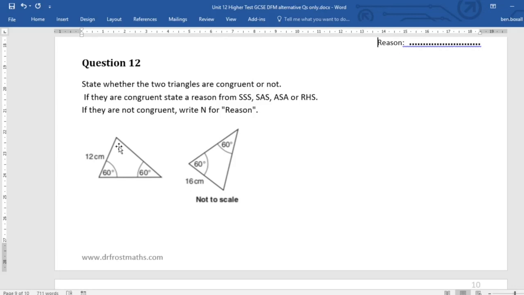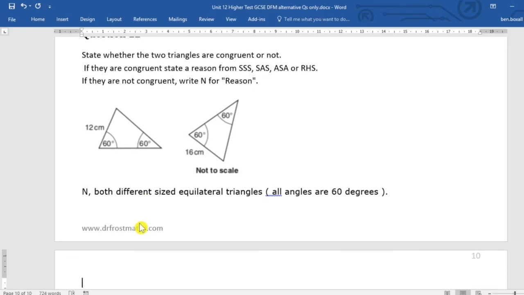And they can't be congruent, because if this is an equilateral triangle and you've got 12 here, they're all 12. So all the sides here are 12. Similarly, all the sides here are 16. So they are not congruent triangles. Both different sized equilateral triangles. All angles are 60. Okay, so that's a quick one as well.